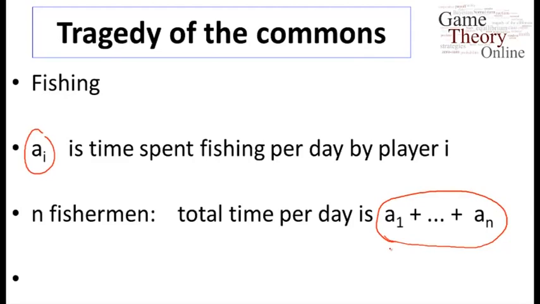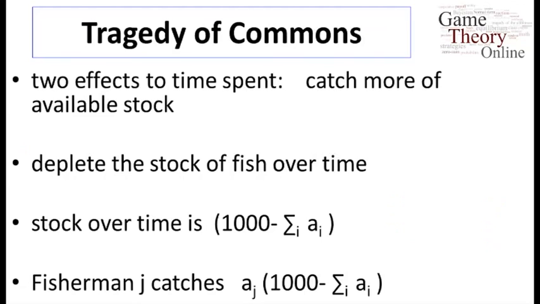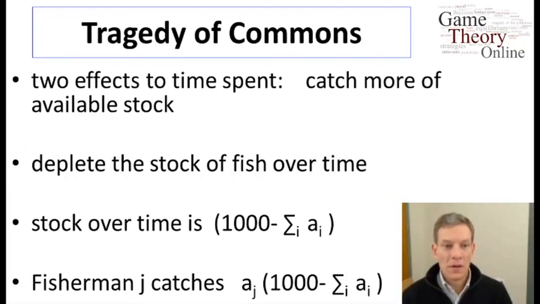So we think of this as a choice they're going to make over how much time they spend on average per day fishing. Now, when we think about the payoffs, we've got these n fishermen, each choosing a time per day, and we begin to think about how we're going to model payoffs. There are two effects of how much time you spend. One effect is that you catch more of the available stock of fish. The other effect is that the more fish you take out of the lake, the slower they reproduce, and you deplete the stock of fish over time.